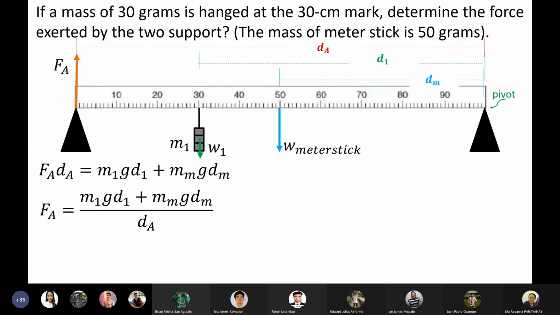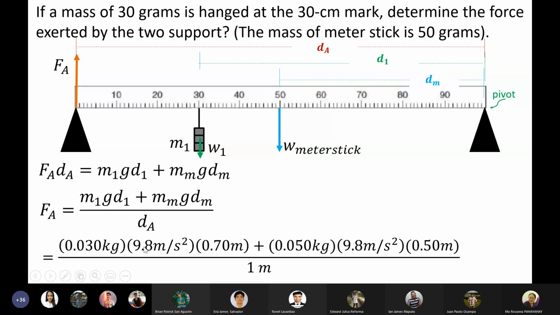Now, to get this mass 1, so that is 0.3 kilogram times 9.8 times 0.7 because ang ating moment arm na is mula sa pivot to the weight 1. So that is, since this is 1 meter, ang isang meter stick, so that is 0.7. Okay? And again, si meter stick ay nasa gitna, so that is 0.05 kilogram times 9.8 times 0.5, then divided by the moment arm of the whole kasi end-to-end ang ating pivot and our force, so that is 1 meter. And the answer here is 0.45 Newton.